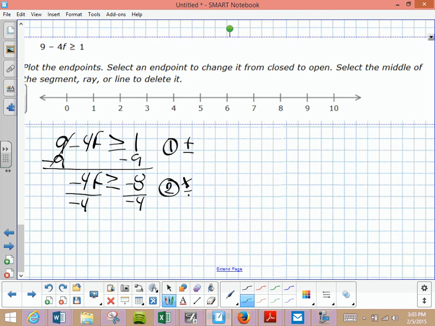And we have a special rule about that. I'm dividing by a negative, so what happened? The sign flips, right? And these are the same signs, so we get positive 2.